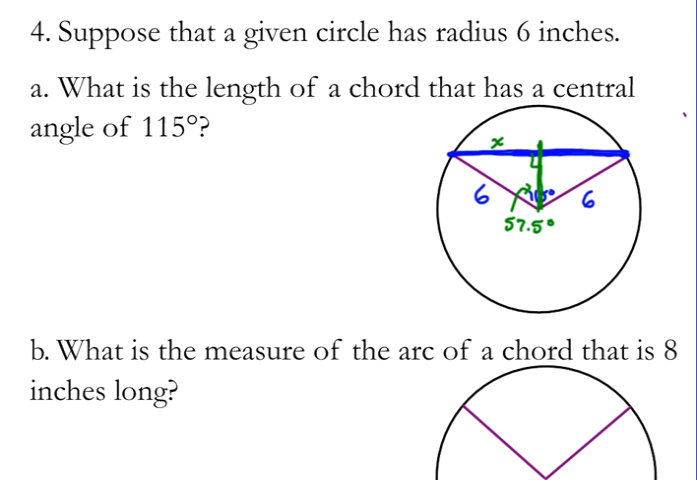6 is what part of the triangle? What part of the hypotenuse? Okay, 6 is the hypotenuse. Okay, we've got an X over there. Is that the opposite or the adjacent to the 57.5? Is it touching the 57.5 or is it across from the 57.5? It's across from it, so across is opposite. Which trig function is opposite over hypotenuse?